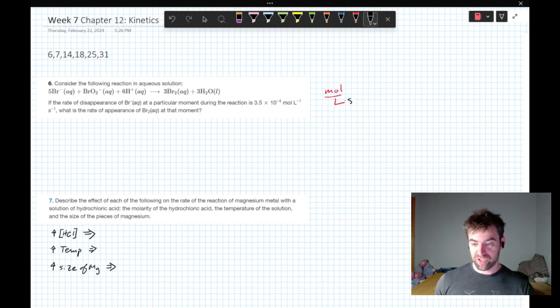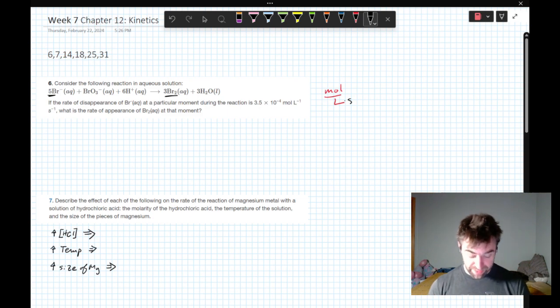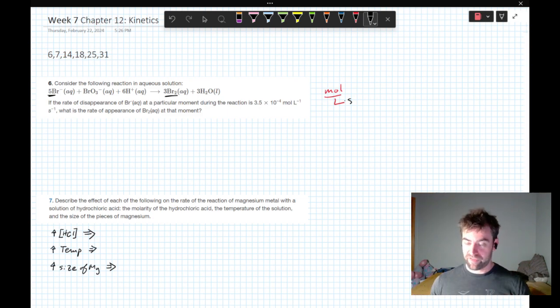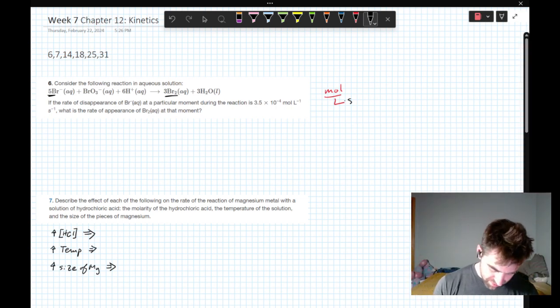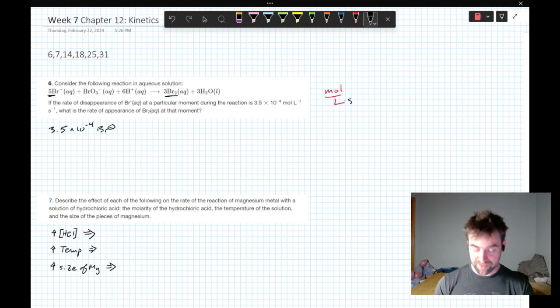Because we're given a balanced chemical equation here, we can simply use the stoichiometric coefficients, 5 and 3 rather, as a conversion factor. And I really like to run this as a dimensional analysis and looking at my species as units rather than trying to think too hard about rate laws. So simply put, we're given that at a moment in time, the rate of disappearance of bromide ions is 3.5 times 10 to the negative 4. And I'm going to use bromide as my unit.